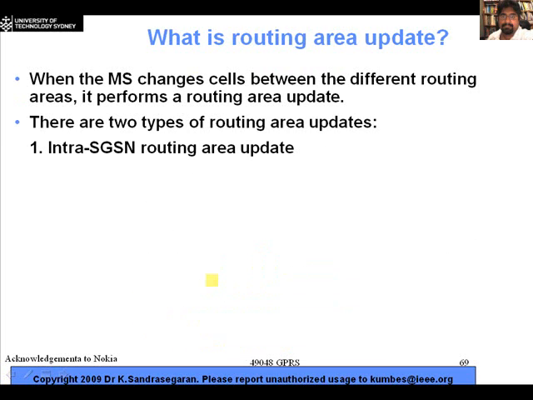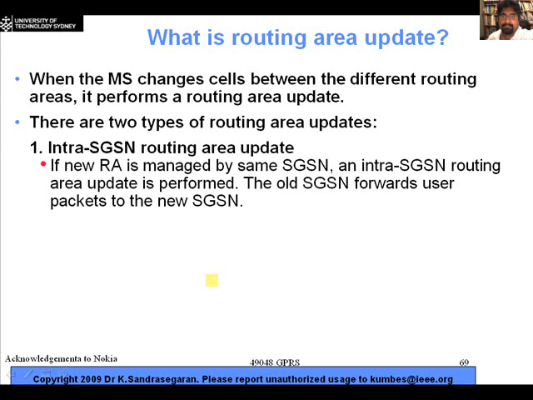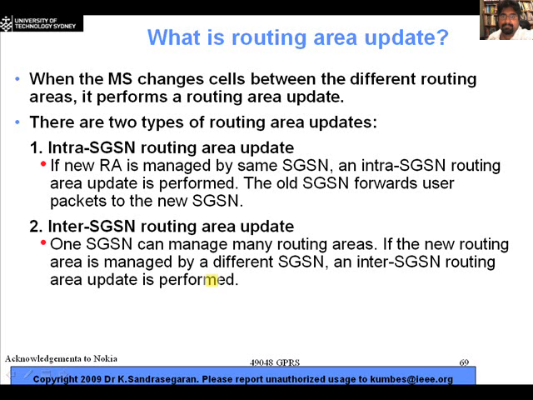Routing area update is done when you move from one routing area to another routing area. This can be within the same SGSN, in which case it's called an intra-SGSN routing area update. If the two routing areas are controlled by the same SGSN, it's called an intra-SGSN routing area update. If the two routing areas are controlled by two different SGSNs, then it's a bit more complicated, and that's called an inter-SGSN routing area update.